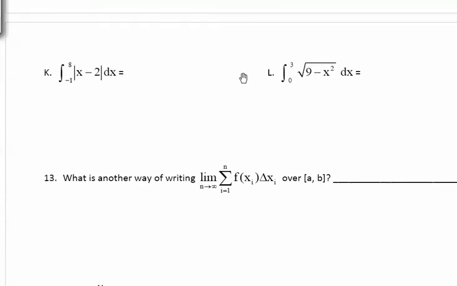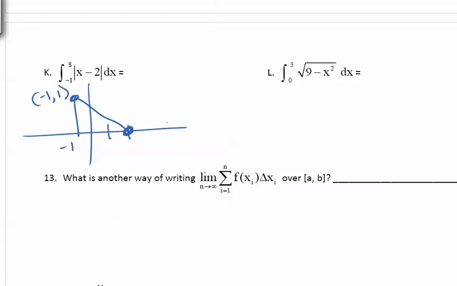All right, another absolute value, but this time it's shifted 2 units to the right. So there's our corner, and we're going to negative 1. So this point is at negative 1, positive 1. And over to 8, put 8 into that function, and we'll have 8 comma 6. So two different triangles to add up.